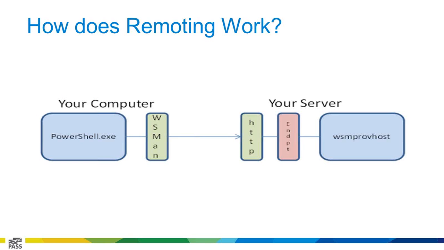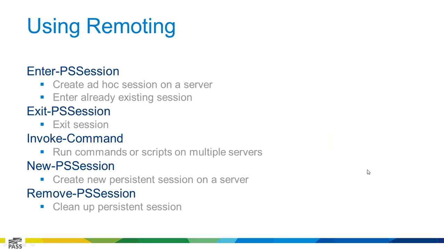Just for a real quick visualization, your computer over here is running PowerShell. It's using the WSMan protocol, connects to an HTTP endpoint over on the server, and it fires up WSMPROVHOST. Now, how do we actually use remoting when we're in a PowerShell session?